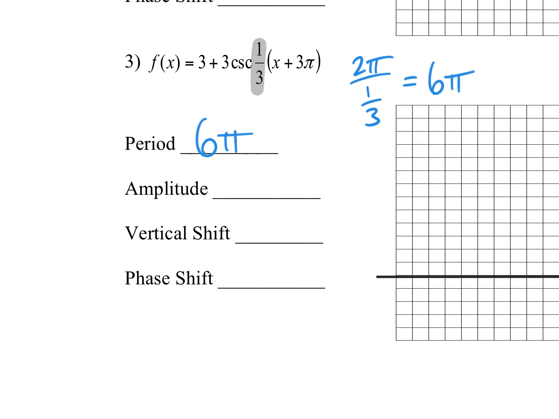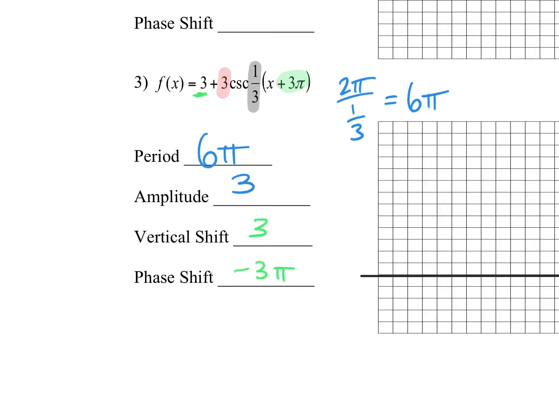Our amplitude comes from the multiplied value times cosecant here. So our amplitude will be 3. Our vertical shift is this 3 here, so it will also be 3. And our phase shift will be -3 pi. That value is coming from inside our parentheses here. We take the opposite of what we see there to create our phase shift.